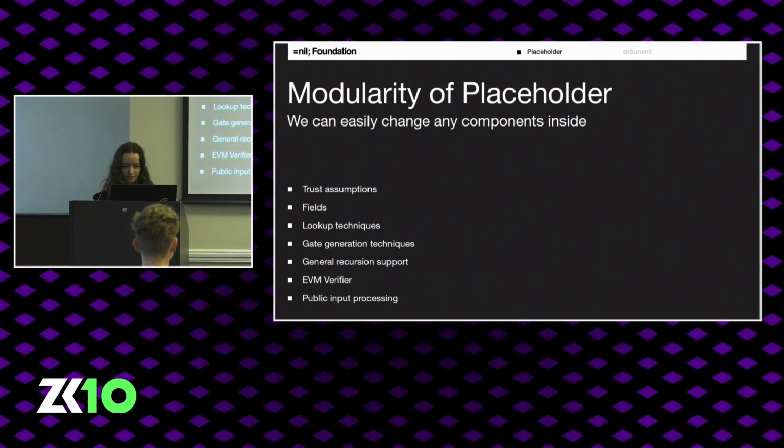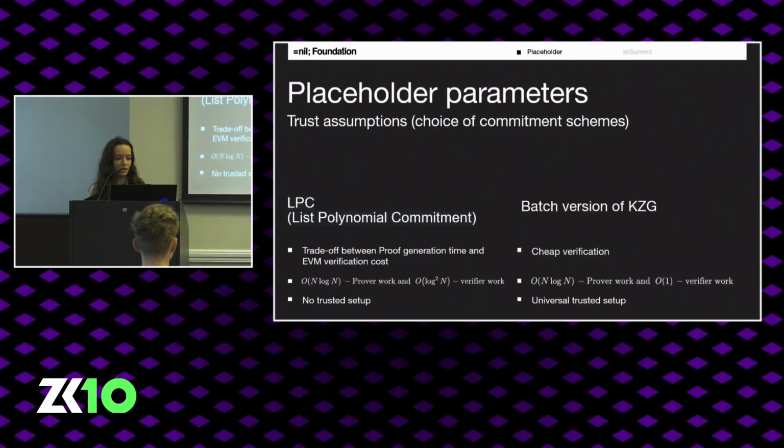I will give you some details about, firstly, the trust assumption. When I say trust assumption, I mean what we want to choose: no trusted setup or some minimal trusted setup. So it would be a choice between different commitment schemes. In Placeholder, we offer two options. The first one is the list polynomial commitment. Maybe you know it, it's FRI inside. So it's not so cheap verification, yes, but it allows us to get a trade-off between proof generation time and verification cost on the Ethereum side. And it gets us no trusted setup.